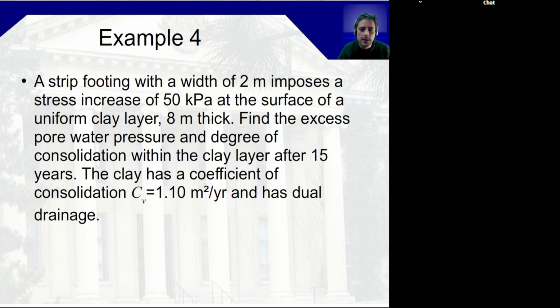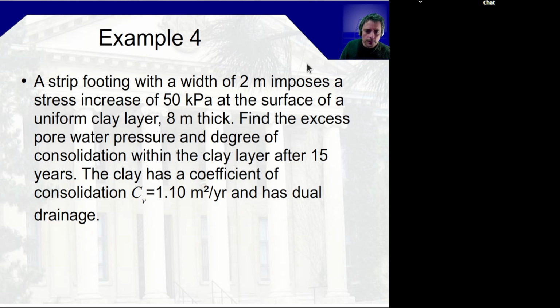So a strip footing with a width of 2 meters imposes a stress increase of 50 kPa at the surface of a uniform clay layer that is 8 meters thick. And the question requires us to find the pore water pressure, excess pore pressure, right, within the clay layer. So if the question is after 15 years, where we have a CV, let's make sure that we have proper dimensions for this, a CV of 1.10 meters squared per year.